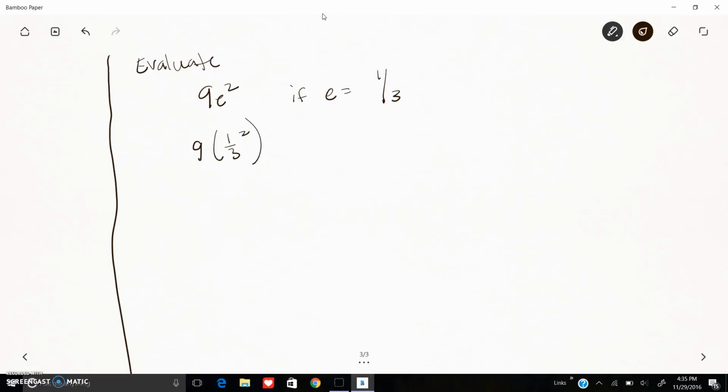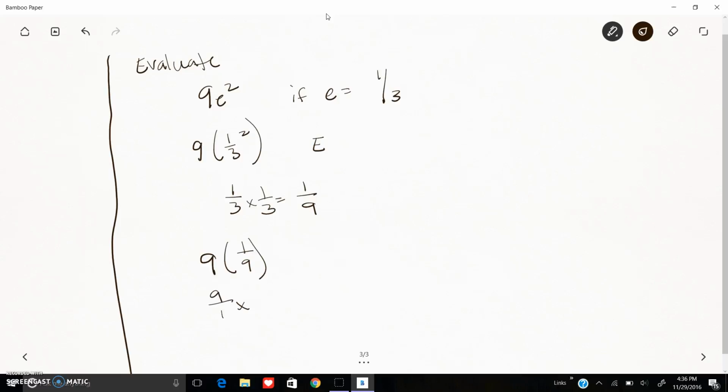This is a pretty loaded problem. First thing I need to do is solve the parentheses. Well, the parentheses is actually an exponent, so I'm going to do that. My exponent is 1/3 times 1/3, which is 1 times 1 is 1, 3 times 3 is 9, so 1/9. Now I can do 9 times 1/9. So this is 9/1 times 1/9, which gives me 9/9, which is the same as 1. A couple more notes and a couple more practice problems and we'll be done.